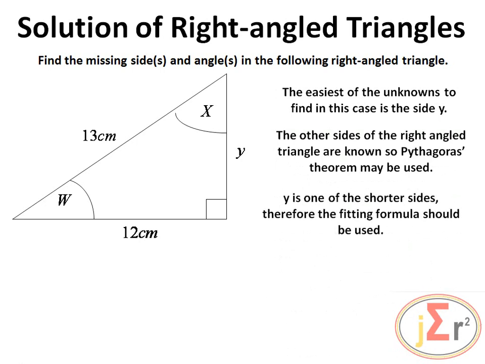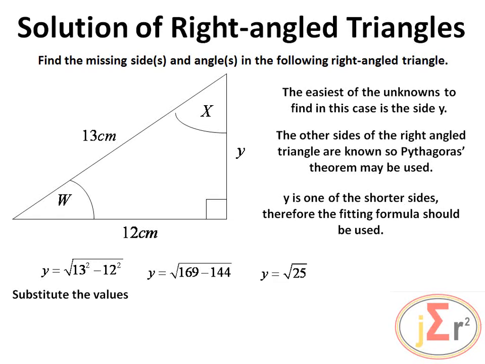Y is one of the shorter sides. Therefore, the fitting formula should be used, which is the one that is with the subtraction. Remember, the one with the subtraction is the one that we use to determine the shorter side. We have done that before. So we're going to substitute the values. Y is equal to 13 squared minus 12 squared. 13 squared is 169. 12 squared is 144. Subtraction gives 25, and the square root of 25 is equal to 5 centimeters. That is the length of the side Y.